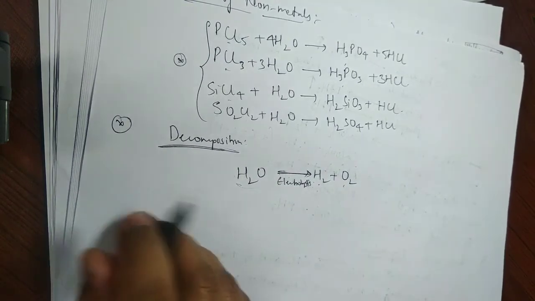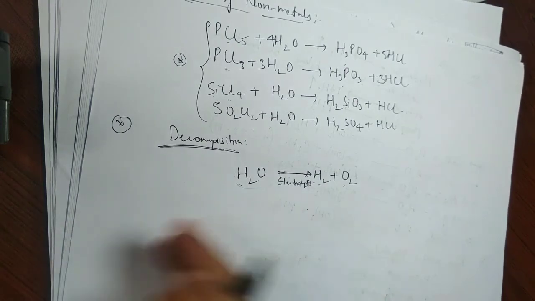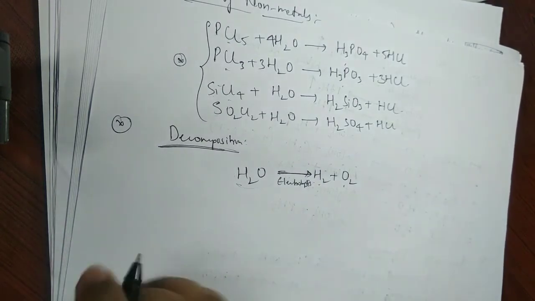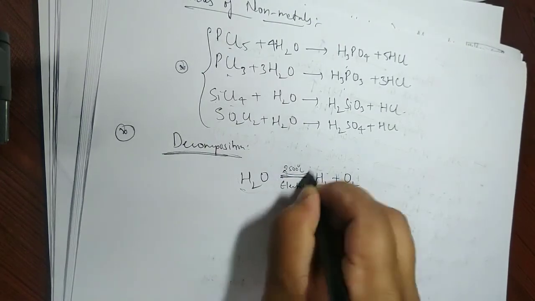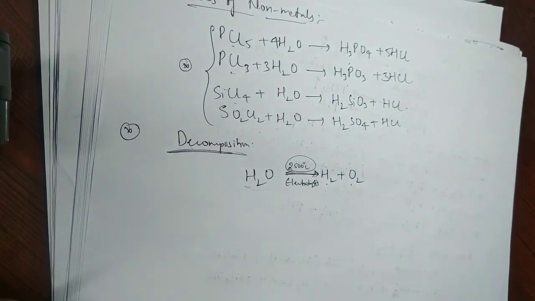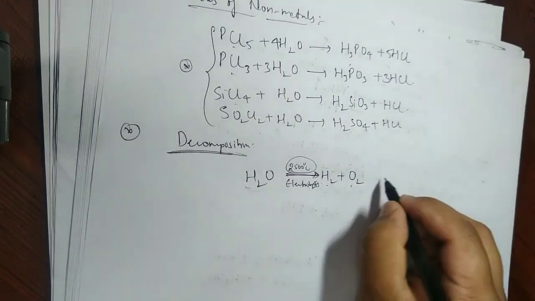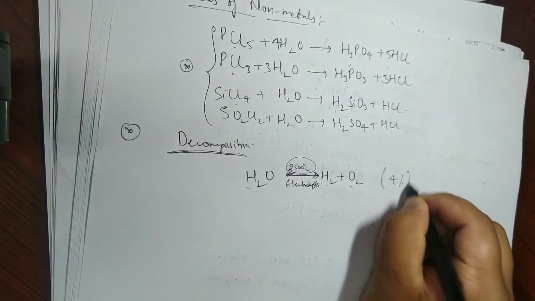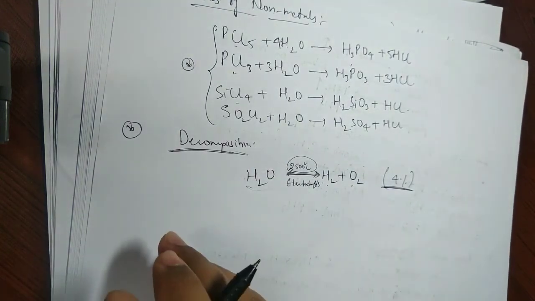Okay, and generally this happens around 2500 degrees Celsius. I'll mention that also. Around 2500 degrees Celsius, we will see the water molecule breaks down into hydrogen and oxygen, and in fact the extent that you get is very low. Okay, hardly somewhere around 3 to 4%. Okay, maximum 4%. Alright, so this is decomposition.